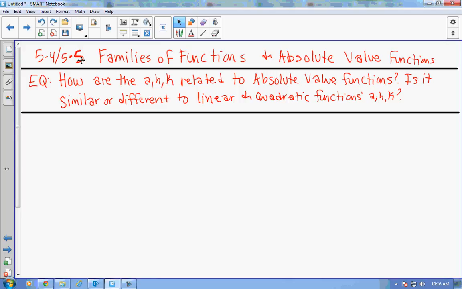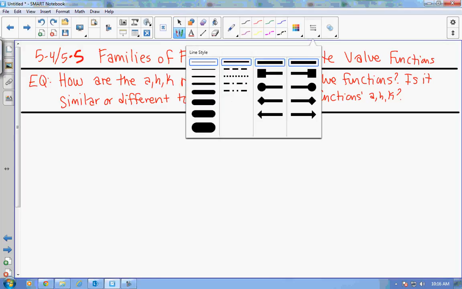Okay, we're going to start with looking at what an absolute value function is, and then we'll apply it to all the others.